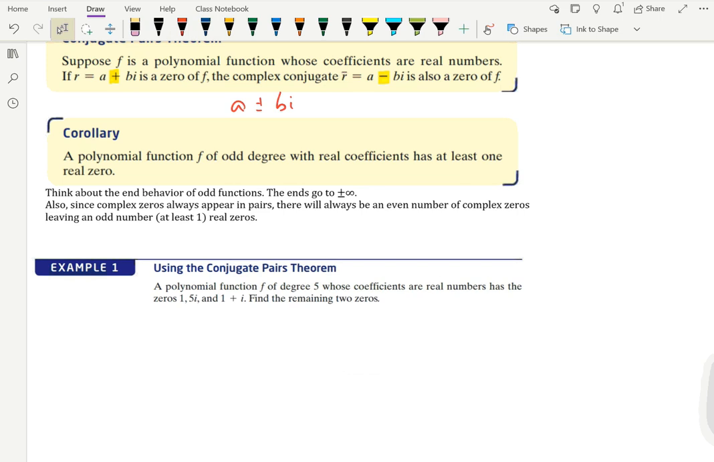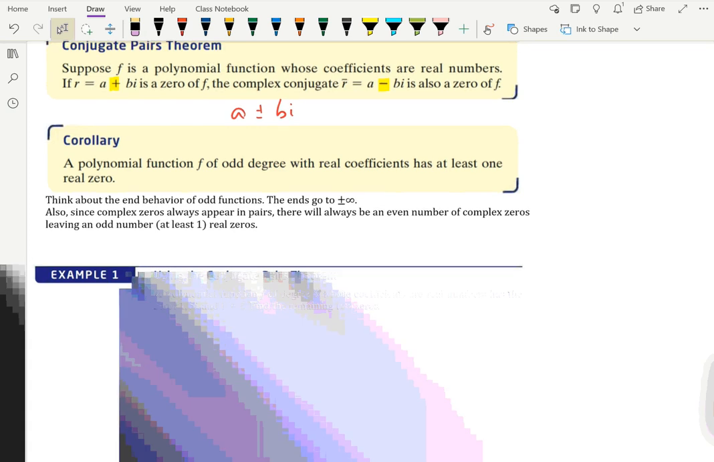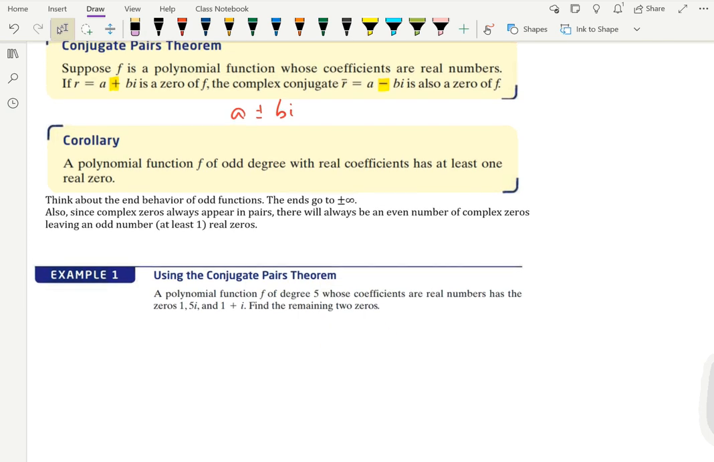So, corollary. We have not talked too much about that in our course this semester, but corollaries are something that follows quite naturally after a theorem without a whole lot of additional thought or strain, if you want to think about it that way. And the corollary says that a polynomial function of odd degree with real coefficients will always have at least one real zero. Now, if we think about the end behavior of odd functions, that's what I've got listed here.